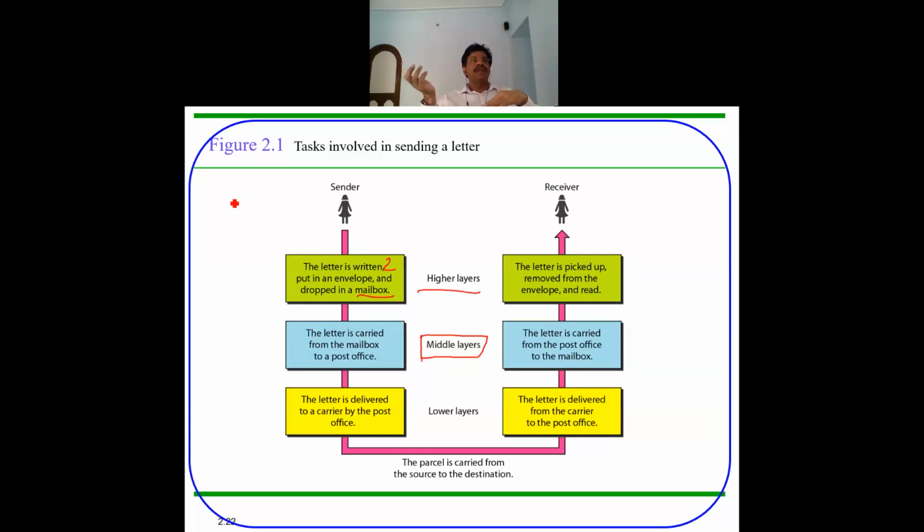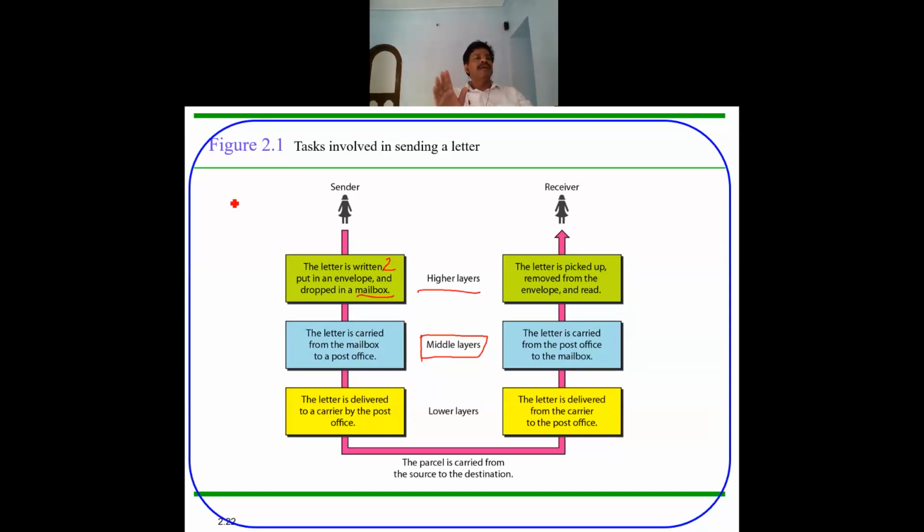If it's the middle layer, it's providing services to the upper layer, as well as providing services to the lower layer. The services to the upper layer, that means the higher layer: once the letter is written, that particular letter is put in an envelope and put in the mailbox. That specific service sequence is always maintained.